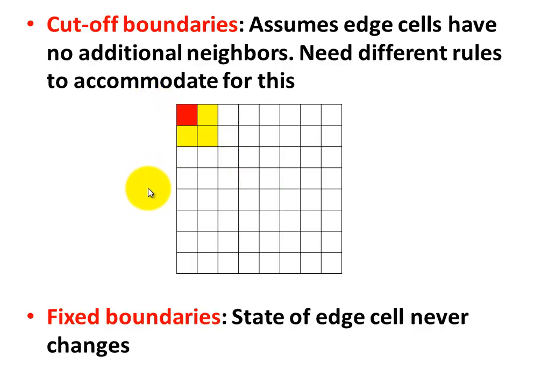And then the last type of boundary condition that you might see is something called fixed boundaries. And in this type of condition, the edge cells never change their state. They just stay whatever they are, and that's how they remain for the whole simulation.